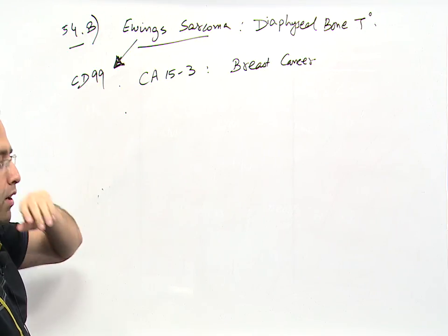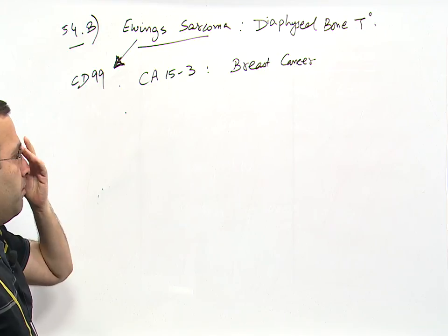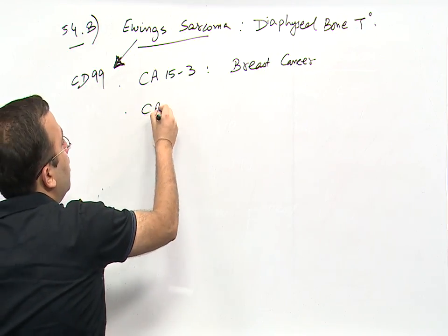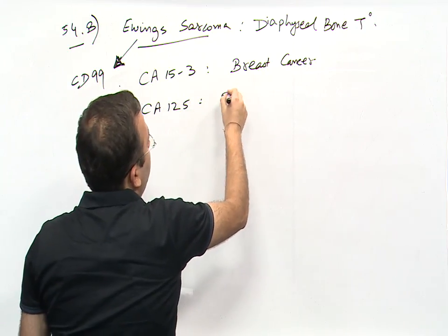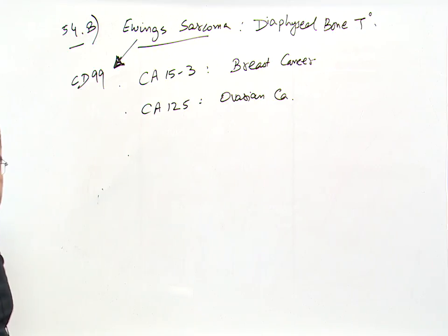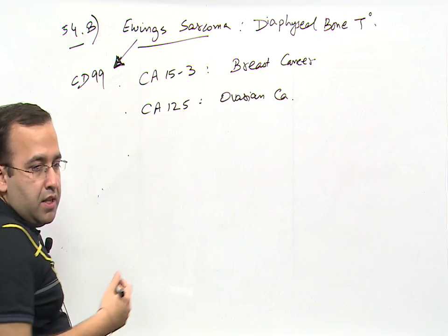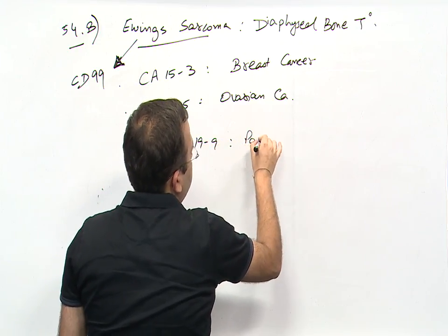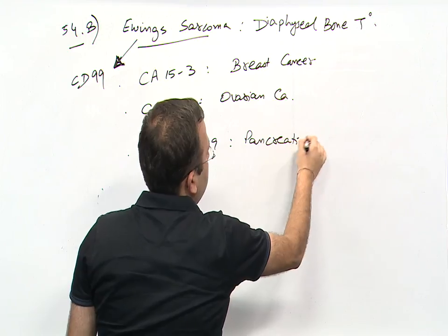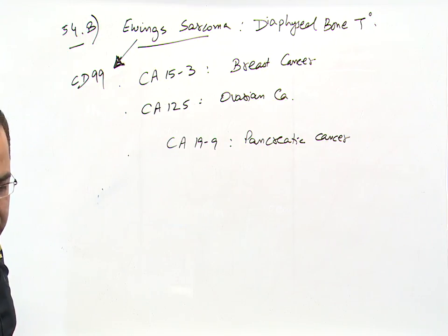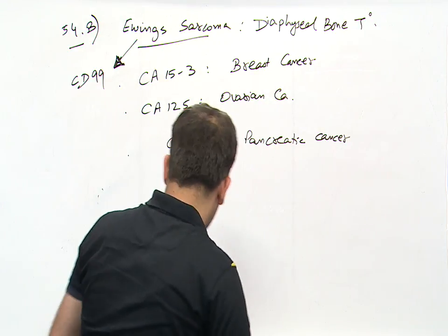Next point, coming to the other markers seen with cancers. CA125, ovarian cancer. CA19-9, pancreatic cancer. So these are the other markers which are present in these locations.